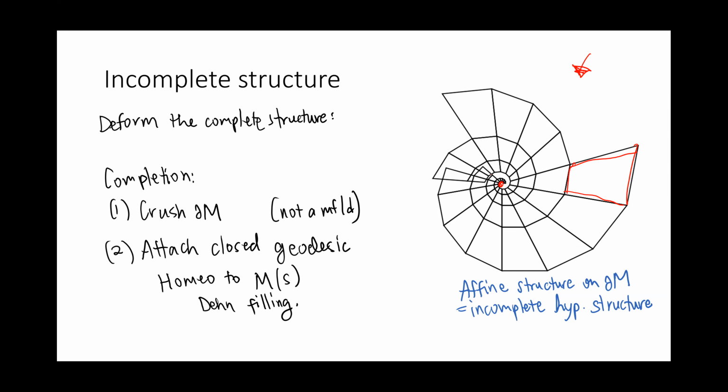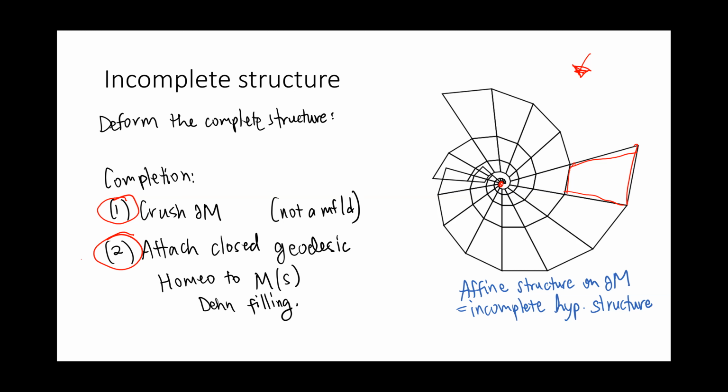So if you take the completion of this, then two things can happen. Number one, you may be crushing the boundary completely. So you may get a one-point compactification, and this is not going to be a manifold. So this isn't very interesting from a topological point of view, although the geometry is still very interesting. The other thing that you might do is you might get lucky and you may be just attaching a closed geodesic to the boundary. And when you do this, attaching a neighborhood of a geodesic, we know what that is. That's a solid torus.